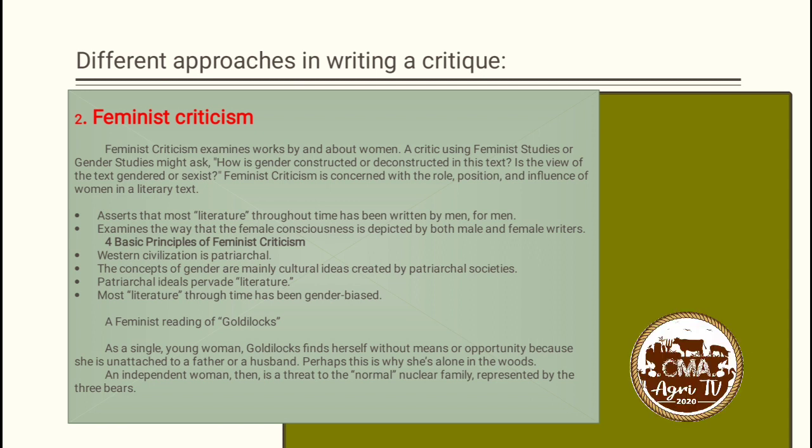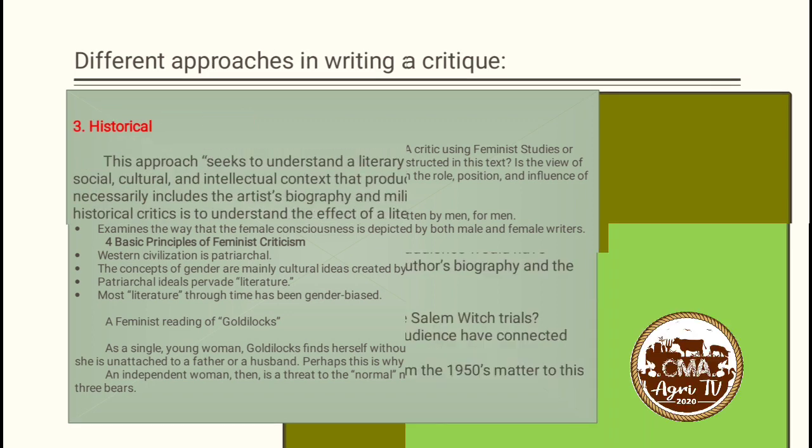Here is a feminist reading of Goldilocks, if you are going to take a look at this example. As a single young woman, Goldilocks finds herself without means or opportunity because she is unattached to a father or a husband. Perhaps this is why she's alone in the woods. An independent woman then is exposed to the normal nuclear family represented by the three bears. The third one is historical.